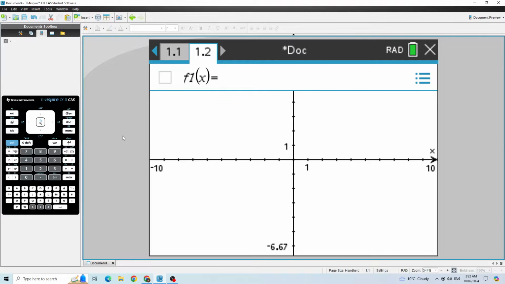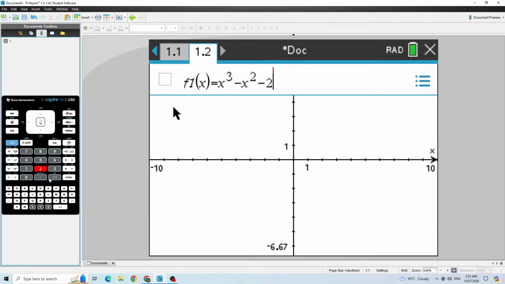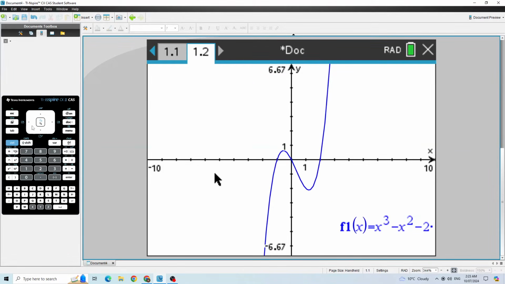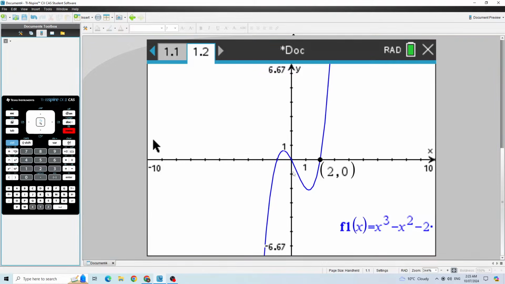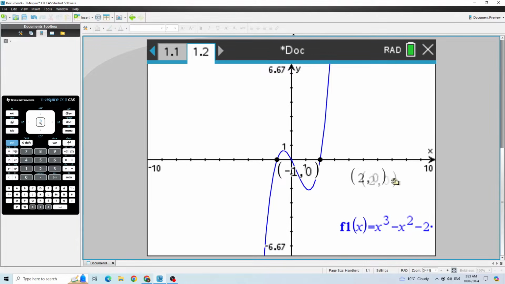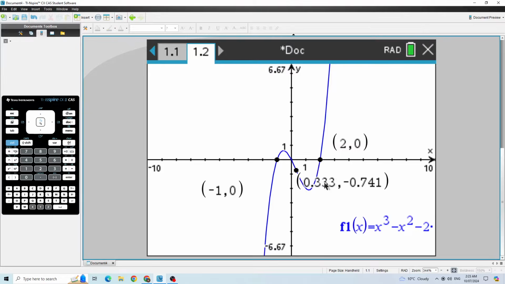So it is x to the power of 3 minus x squared minus 2x. Graph this. This is what it looks like. So what are our x-intercepts? Go analyze, zero. So 2, of course the other one's 0, and the other one is -1. And remember, we're saying it passes through the positive x-intercept, which is this 2 here, and also through the point of inflection, which occurs here. You can easily find it going menu, analyze graph, inflection.